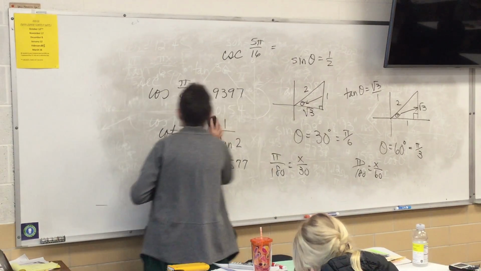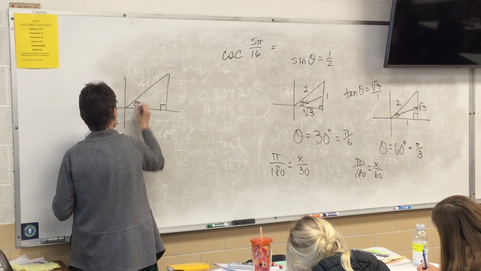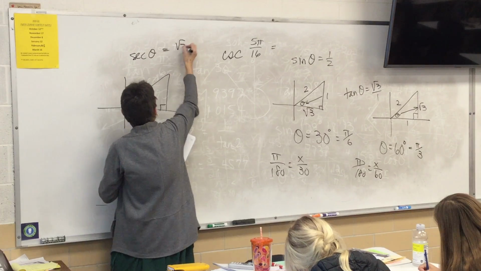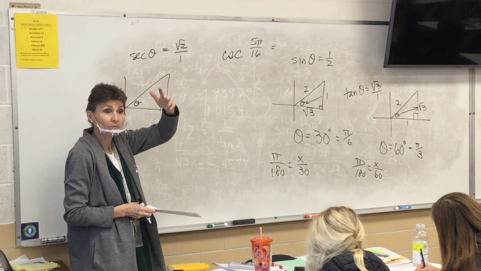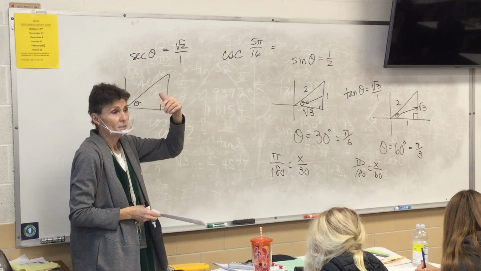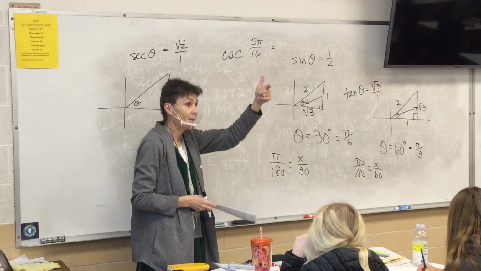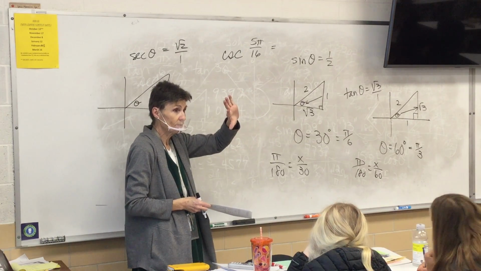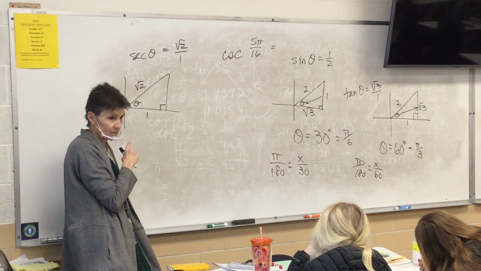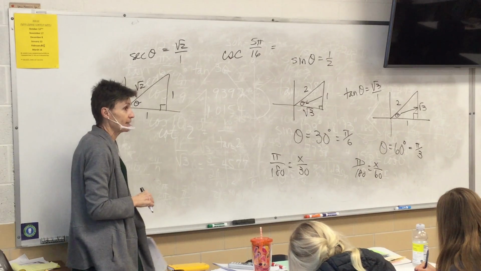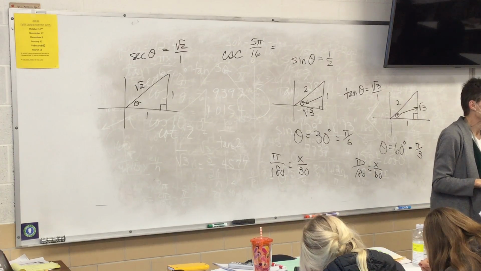Secant is root 2 over 1. Here's my triangle. The secant is root 2 over 1. What does that mean? It's the reciprocal of cosine. So cosine is adjacent over hypotenuse, so secant will be hypotenuse over adjacent. Are you following? So root 2 over 1 like that. That's not a 30, 60, 90. It's a 45, 45, 90. Those are the only two triangles I can have you do without a calculator. They're all going to be 30, 60, 90, some version of that, or 45, 45, 90.